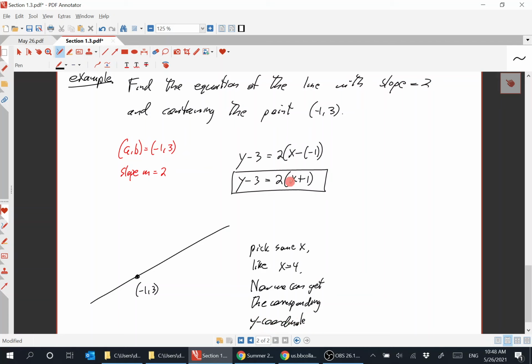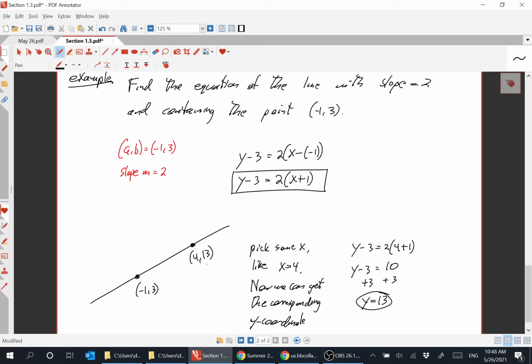So you take that x value, plug it into here, and then you'll get a solution for y. So y minus 3 is equal to 2 times 4 plus 1. So y minus 3 is equal to, so this is 2 times 5 is 10. Add 3 to both sides, and you get y is equal to 13. So if you take x coordinate equal to 4, then you will get y coordinate equal to 13.